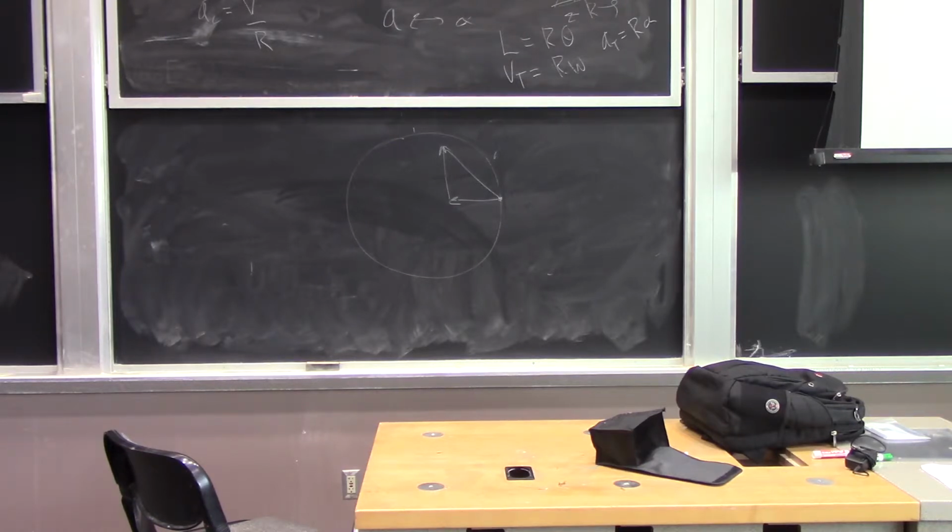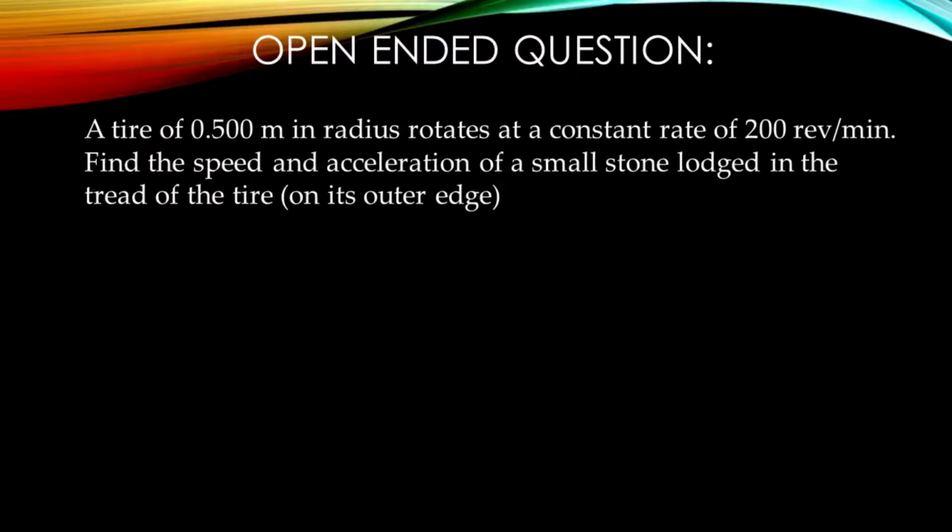All right. So moving right along, we have another one here. Now this is a calculation. So this one says a tire of 0.5 meters in radius rotates at a constant rate of 200 revolutions per minute. Find the speed and acceleration of a small stone lodged in the tread of the tire on its outer edge. Okay, so go ahead and talk about this one.